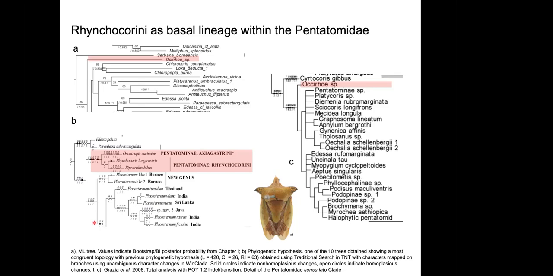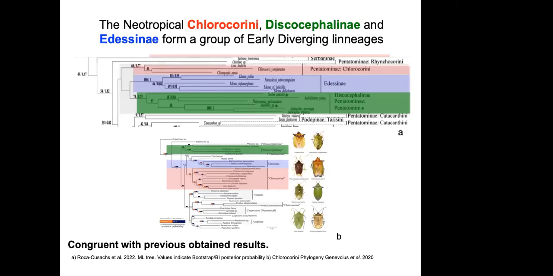Additionally, some curious cases: the neotropical groups Chlorocorini, currently in the Pentatomidae, and the subfamilies Discocephalinae and Edessinae, all from the neotropical region. They form a group whose relationships among them we really do not know yet, but they always appear as early diverging in the tree of the Pentatomidae. And this was also congruent with the previous results obtained from research that came out previous to the general phylogeny.